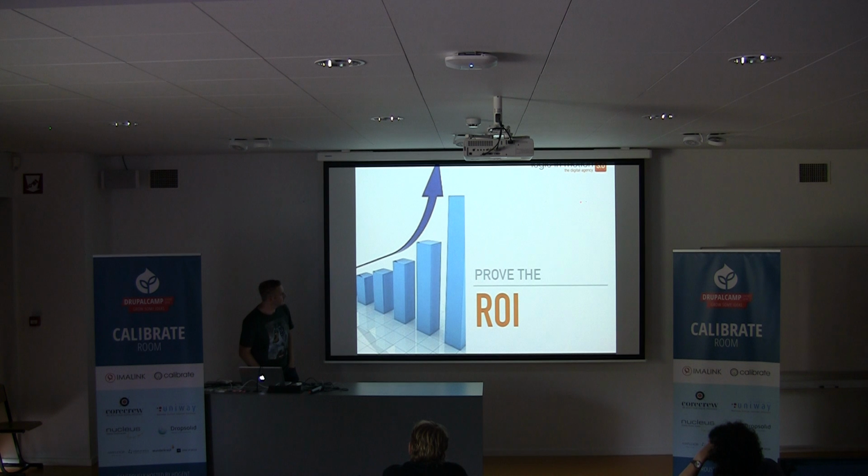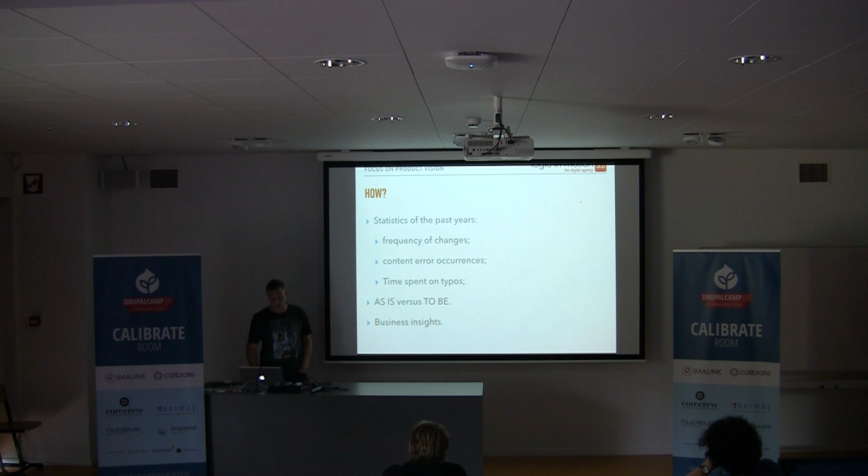So therefore, we did some research and we wanted to prove the return on investment based on actual statistics known from the past. And therefore, we could please everyone, architects, developers, webmasters, and so forth. Now, how did we do that? We gathered the statistics of the past years, meaning the frequency of changes, content error occurrences, and the time they spent on typos, so the interventions done due to a typo.